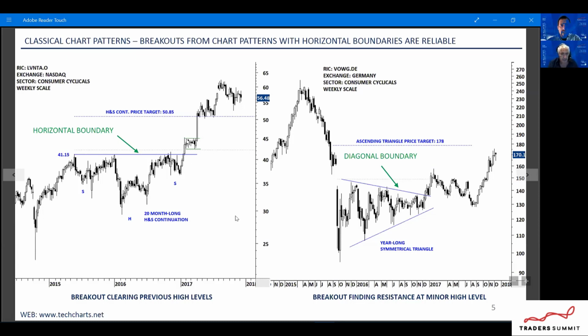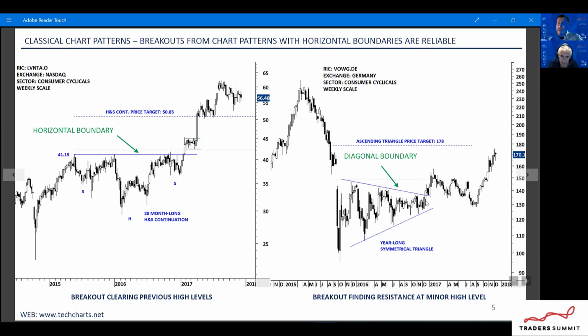The breakout takes place after several tests of the chart pattern boundary. We see a nice consolidation and the continuation of the uptrend. So this is a 20-month-long head and shoulder continuation. The chart on the right-hand side is a year-long symmetrical triangle in Volkswagen that is acting as a bottom reversal. Now, the prior trend is clearly down, and then we start seeing this tight coil consolidation.